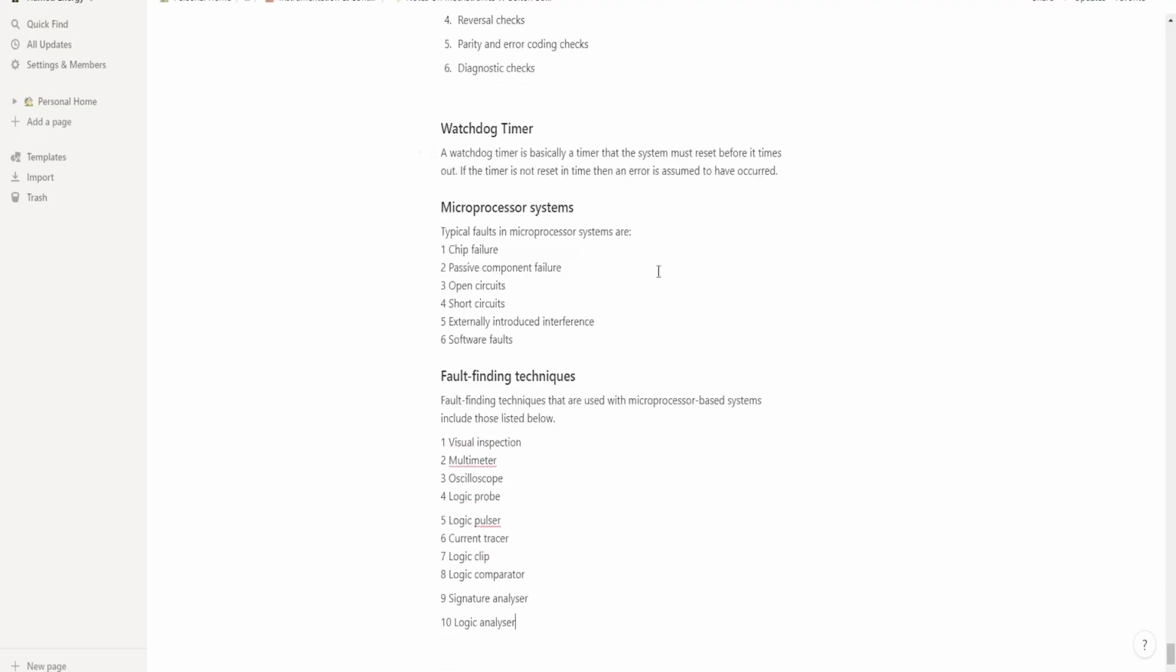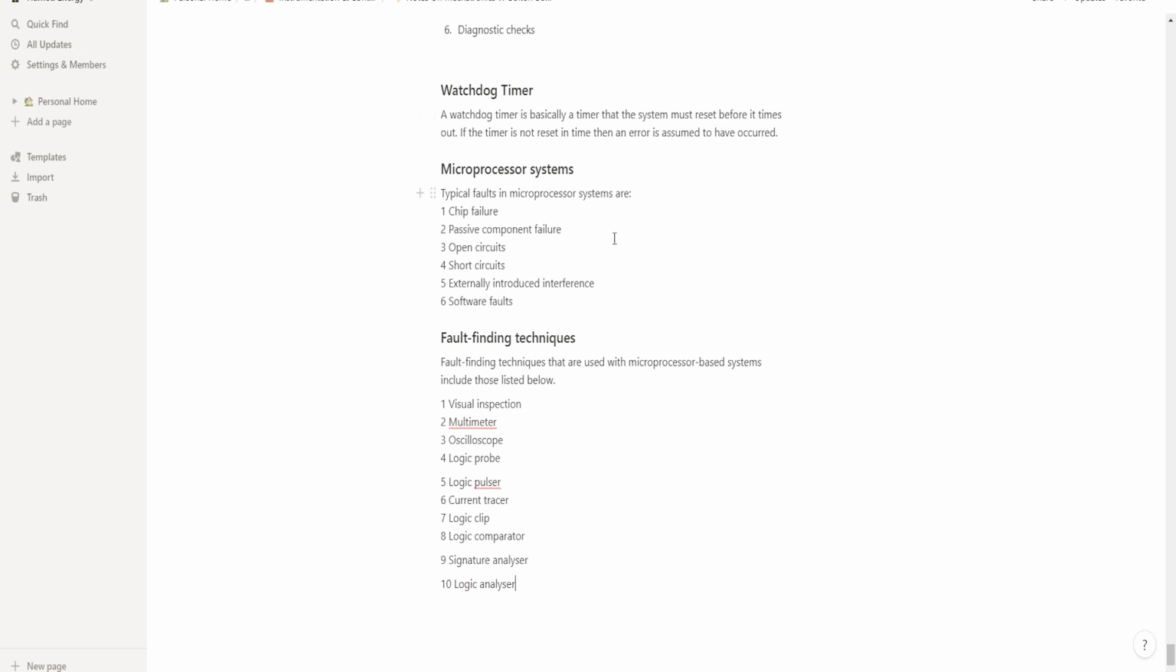Okay, so let's just read this. So we've got typical faults in microprocessor systems are chip failure, passive component failure, open circuits, of course, short circuits, of course, externally introduced interference. Yep, like a rat gets into your microprocessor and decides to chew it.